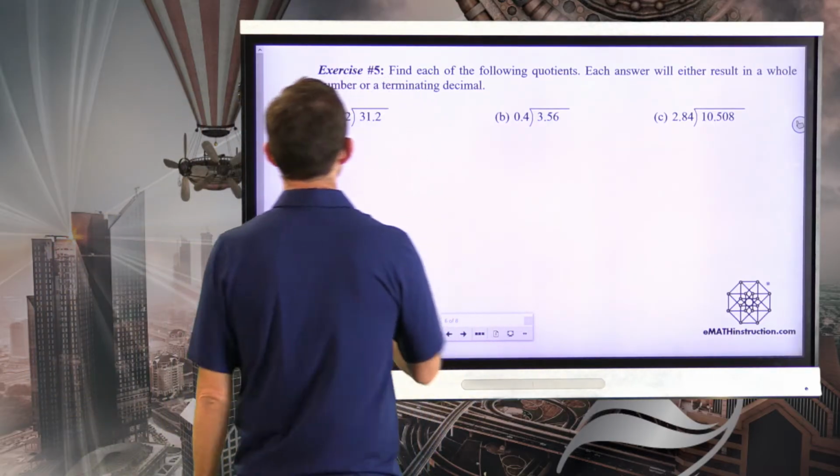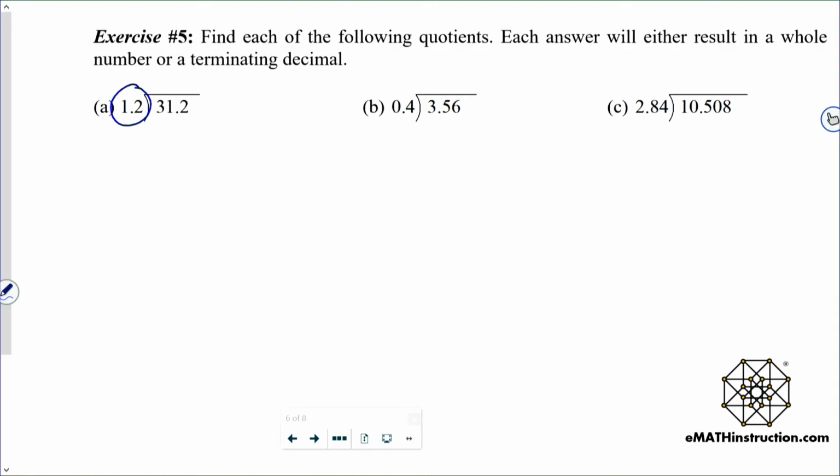So the idea is I don't really want to divide by 1.2, but I don't mind dividing by 12. So I'm going to move that decimal place 1 unit to the right, and I'm going to move this one 1 unit to the right, and that will literally give me the same answer. So I think, how many times does 12 go into 31? That's going to be 2 times, and that will give me 24. When I subtract, 31 minus 24 is 7. I then drop my 2 down.